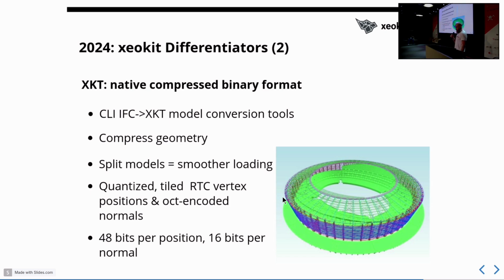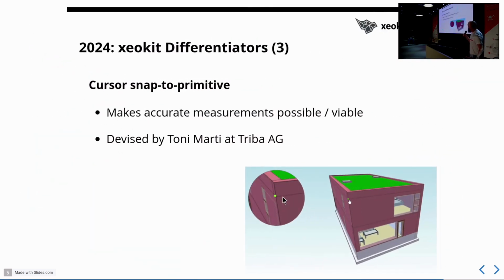And we also store the geometry in GPU on textures. So we use data textures to store the geometry and the visual states of meshes. And I won't go too deeply into that. Another differentiator is we have snap to primitive, which is really essential for making accurate measurements. And this was contributed by Tony Marty at Trivia G, which I've misspelled, sorry.